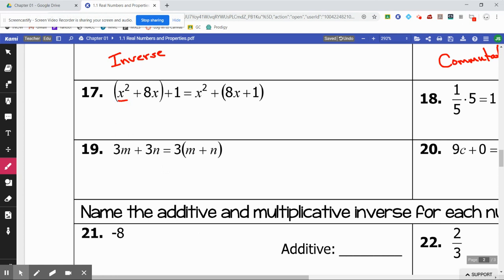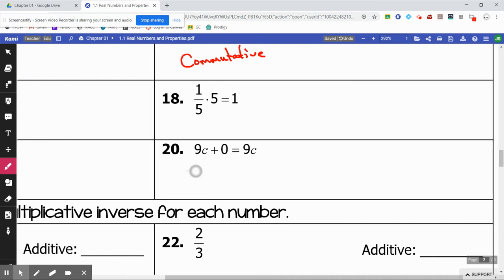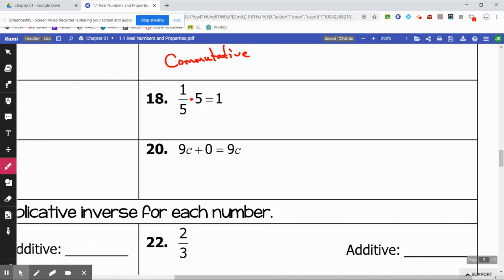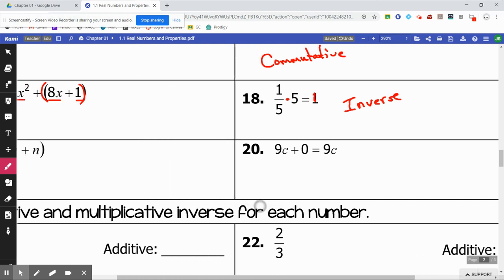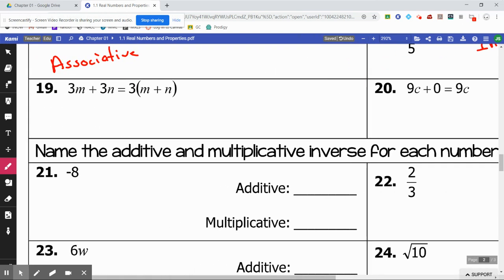Here you have x squared, 8x, 1, x squared, 8x, 1. You did not change the order of the values or the order of the terms. You simply changed the associations. You group different things together. So again, that would be the associative property of addition. Multiplying something by its opposite or reciprocal would be the inverse property. If you multiply something by its inverse, you get the identity element 1.